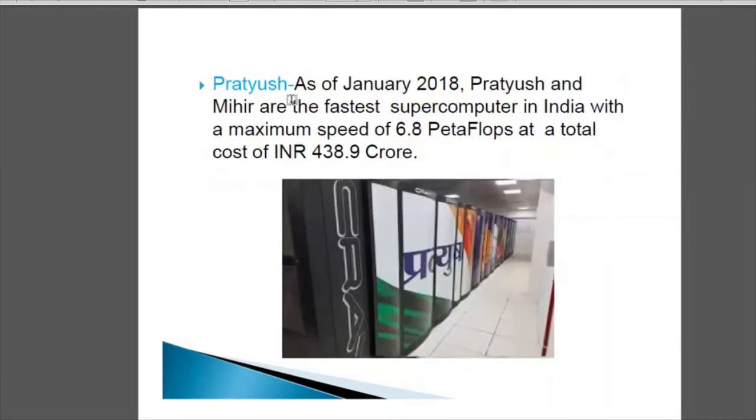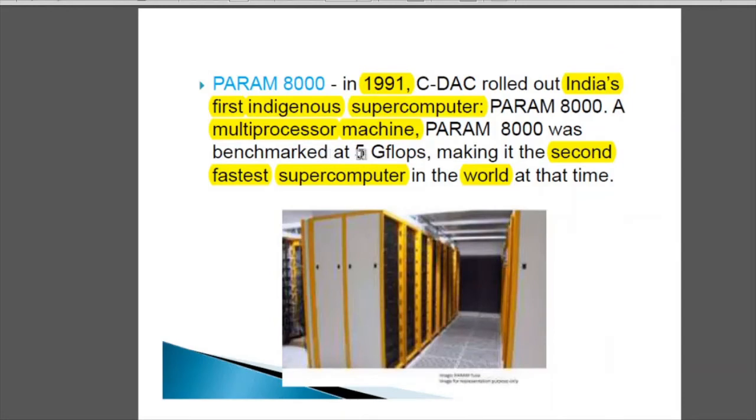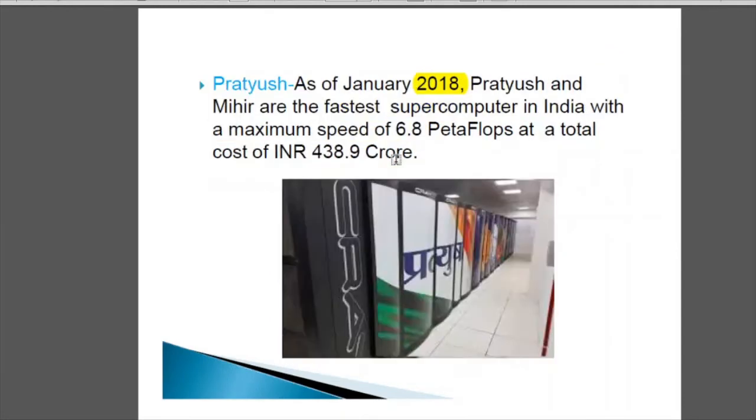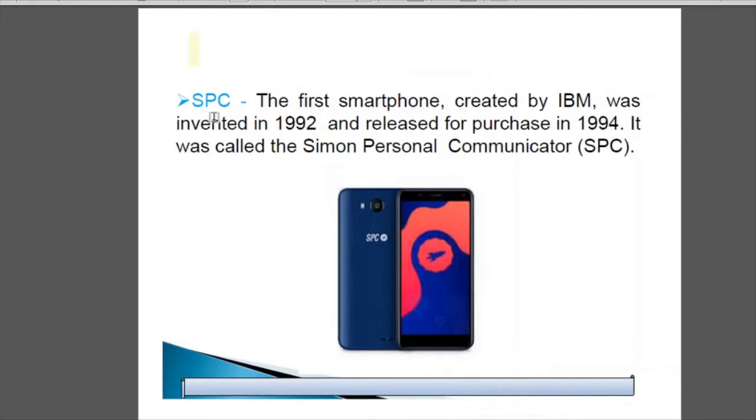Next we have Pratyush. Pratyush, as of January 2018, was the fastest supercomputer in India with a maximum speed of 6.8 petaflops at a total cost of 438.9 crore Indian rupees. As you can see, Param 8000 was 5 GFLOPS, whereas the speed of Pratyush is 6.8 petaflops. Now you have studied units of memory, you can understand how fast this computer was as compared to Param 8000.